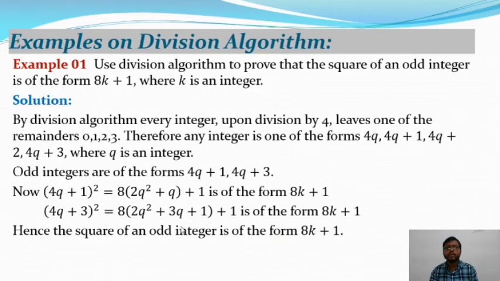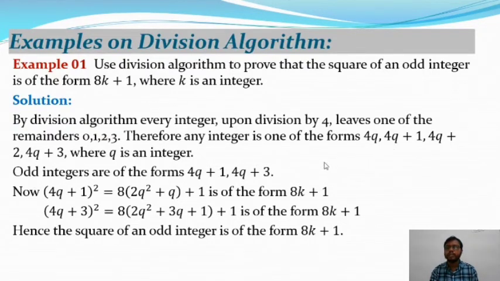Now we are going to talk about some examples on the division algorithm. So here is the example. Use the division algorithm to prove that the square of an odd integer is of the form 8k plus 1, where k is an integer. Here is the solution. By the division algorithm, you know that every integer upon division by 4 leaves one of the remainders. When we divide any number by 4, there are 4 possible remainders.